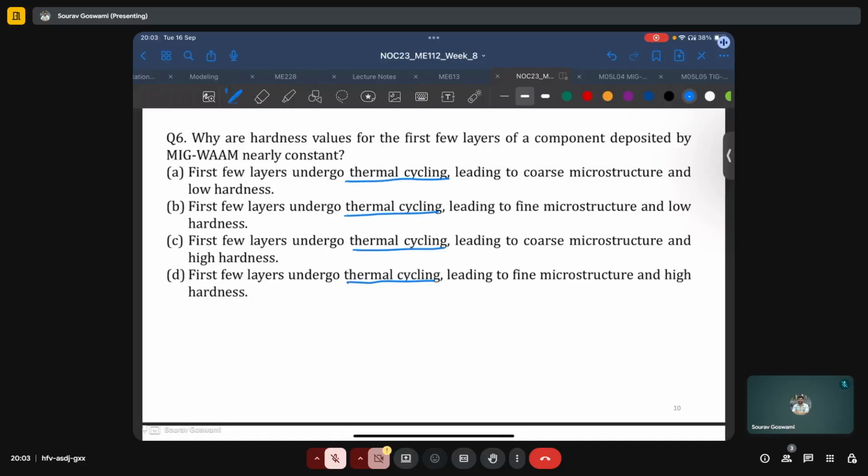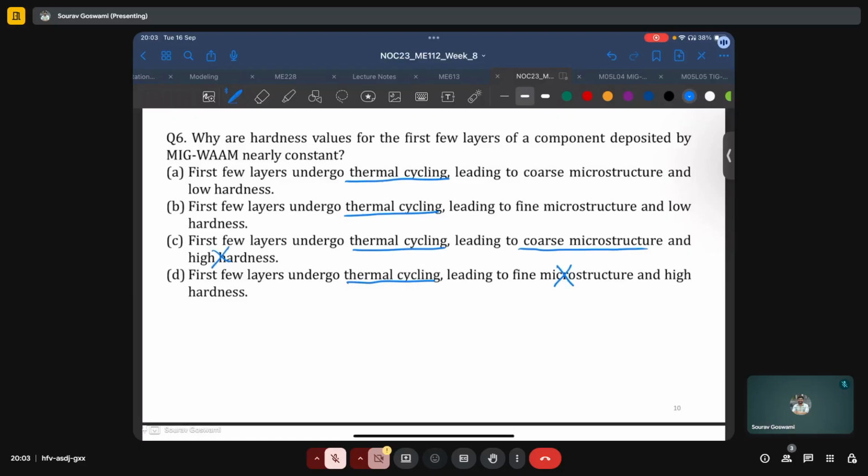But what we can eliminate them on is the effect of thermal cycling that they promote. Option D says that thermal cycling will lead to finer microstructures and higher hardness. Thermal cycling will tend to increase the grain size, and thus it cannot lead to finer microstructures. It will lead to coarser microstructure, true, but a coarse structure will have lower hardness as per the Hall-Petch relationship, and so high hardness cannot be obtained with a coarse microstructure.